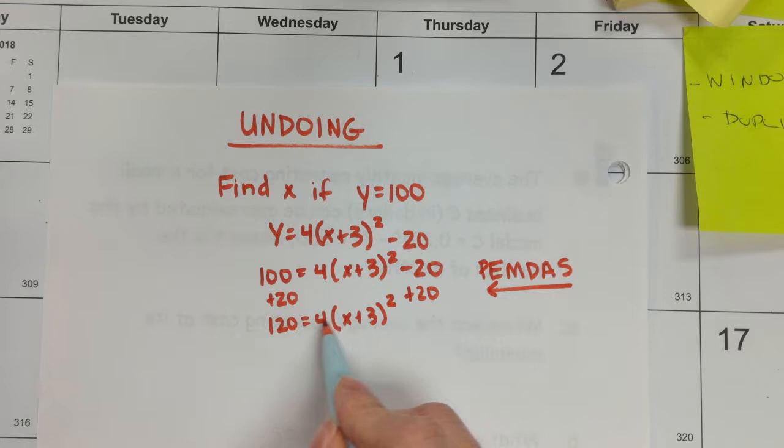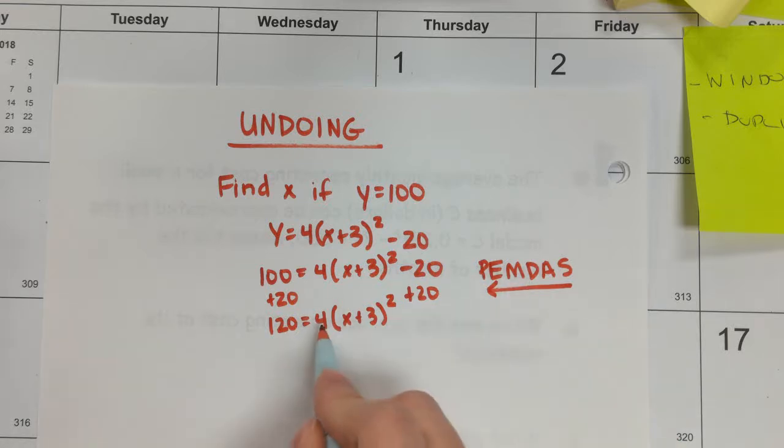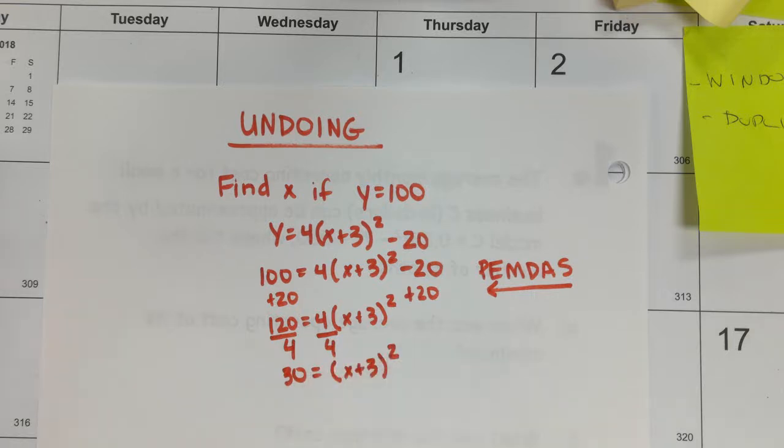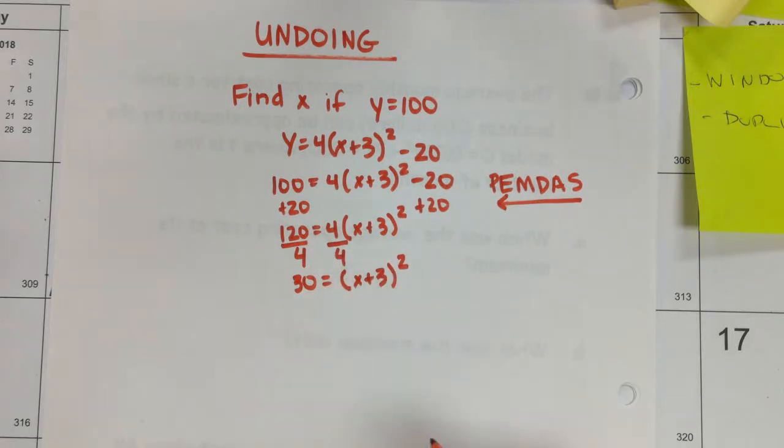Right now what's happening is multiplication. So next in our PEMDAS is multiplication and division. We need to undo multiplication with division. So 120 divided by 4 is 30. I still have my parentheses x plus 3, and I still have my squared. So really watch out on that step. I know a lot of people want to distribute, but you're just undoing everything.